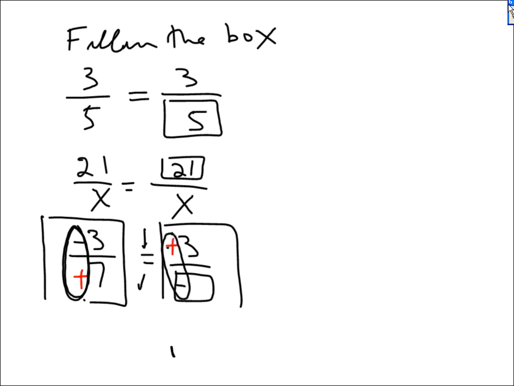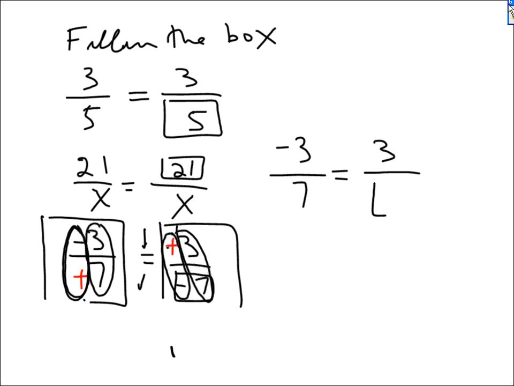Now ignore signs. That is, let's just deal with the numbers. This is 3 over 7. This better be 3 over 7. That is, you should put 7 there. Negative 7 is the answer. If you have negative 3 over 7 is equal to 3 over what? The final answer is negative 7.